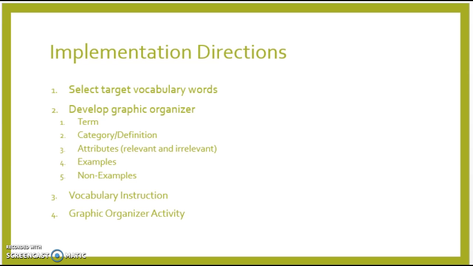Attributes can be pictures, details, keywords, trigger words, anything to help the student remember what the term might be. Examples can also be pictures. It can be their own interpretation. It can be the term used in a sentence. Non-examples could be the word used incorrectly in a sentence, or the incorrect synonym, or a picture of a non-example. Both examples and non-examples should be included in the graphic organizer.